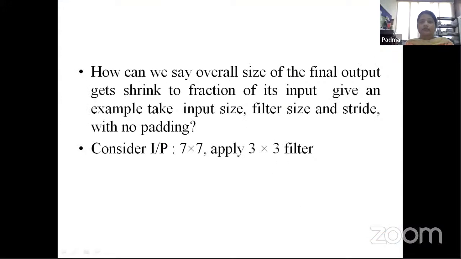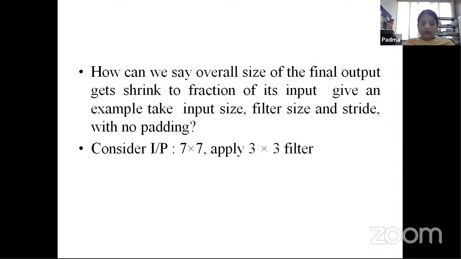Right. So here the question is, how can we say the overall size of the final output gets shrunk to a fraction of its input? Give an example which takes input size, filter size, and stride with no padding. Correct. So the query here is how it would reduce the output size, right, by a fraction of the input.